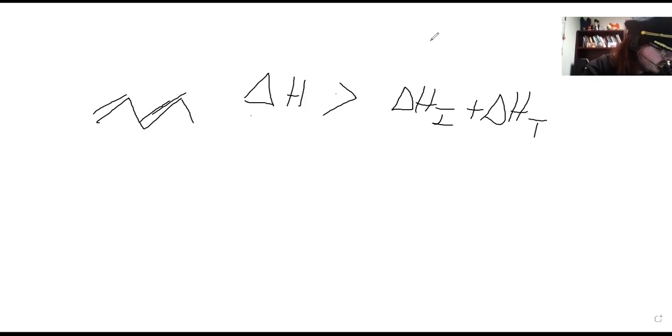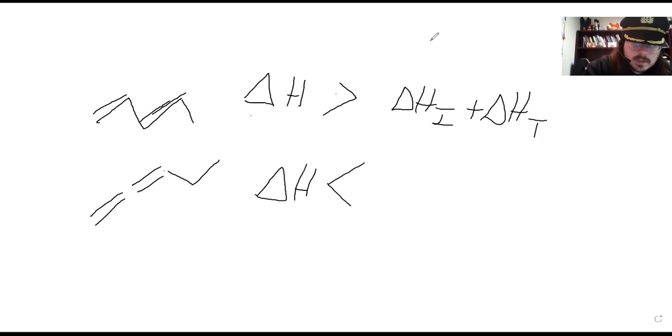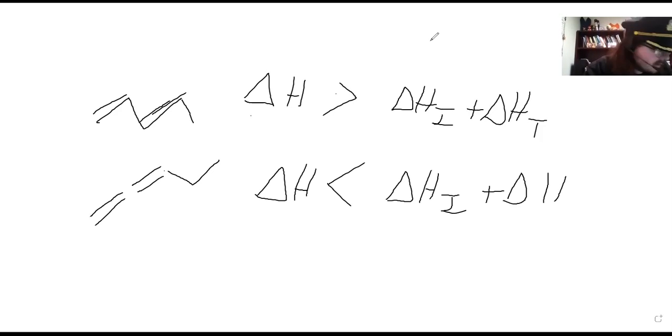Now, on the other hand, cumulenes, which are cumulated dienes or allenes, where the alkene is right adjacent to the alkene, such as CO2, for example. If I did this, the delta H in this case would actually be much lower than the sum of them, because this is actually less stable than our isolated double bonds.